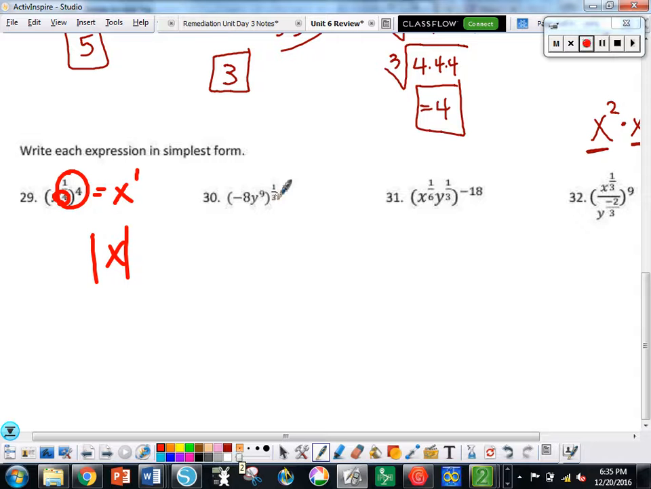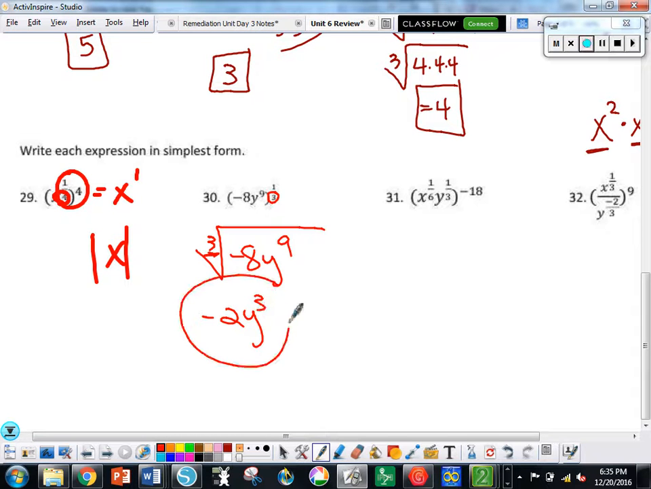This time, I have an odd index. This is the same thing as saying the cube root of -8 y to the 9th. You could look at it that way. Well, what's the cube root of -8? We did that up on the top of the page. So it's -2. And then how many groups of 3? That's easier than the way I did it in class. I'm sorry, I should have just done it that way.